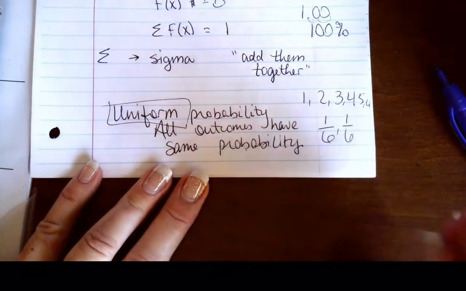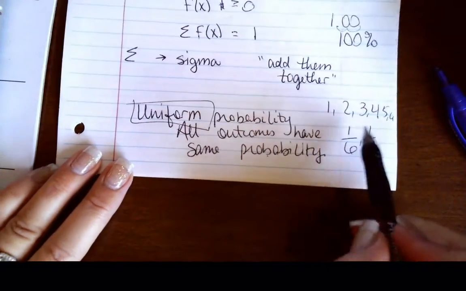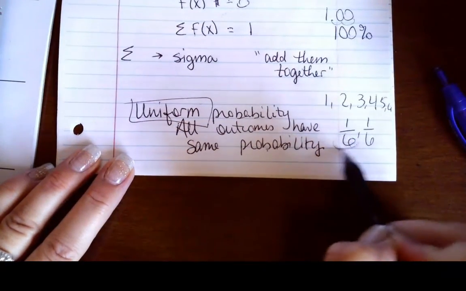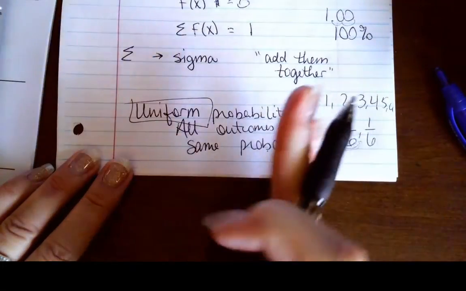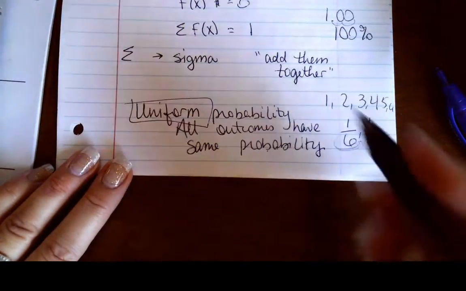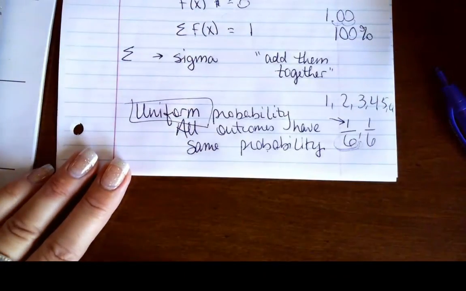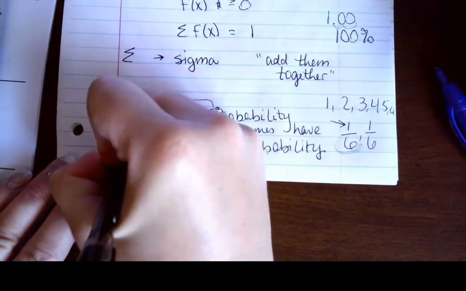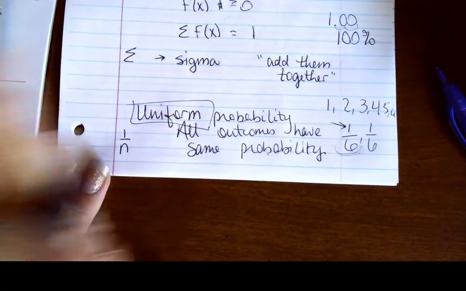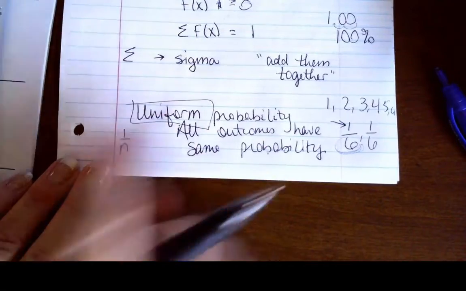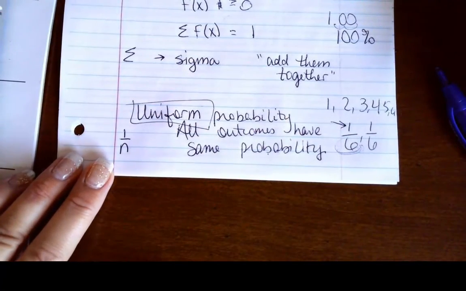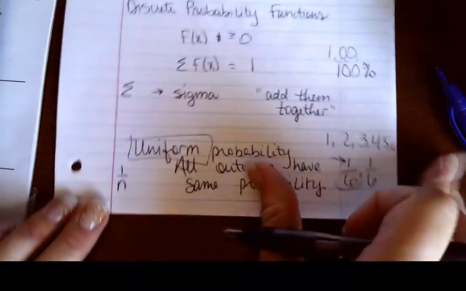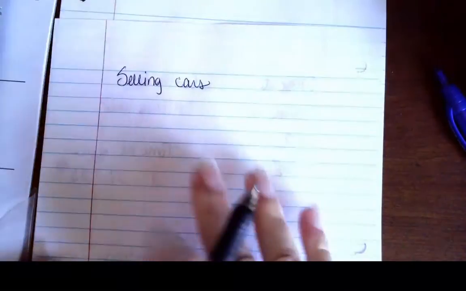So the easiest way for us to represent that is: how many outcomes are there? There's 6. And each one has the same level of probability. So each one is going to be 1 out of that number. What we use to represent that is 1 out of n. And that's uniform. Everything has the same probability of occurring. We could also use something that is not uniform. Another example from our textbook is selling automobiles. Selling cars, because we don't call them automobiles.